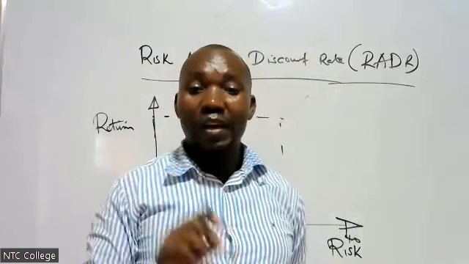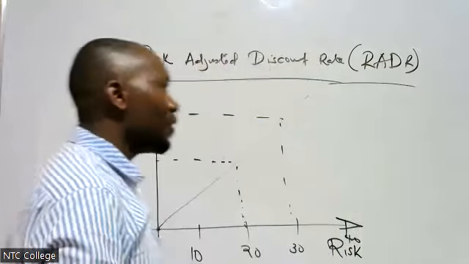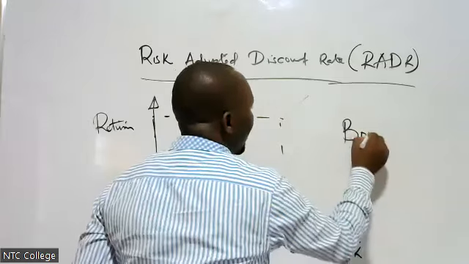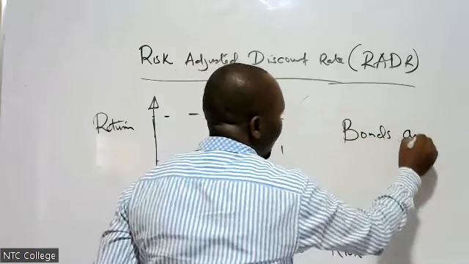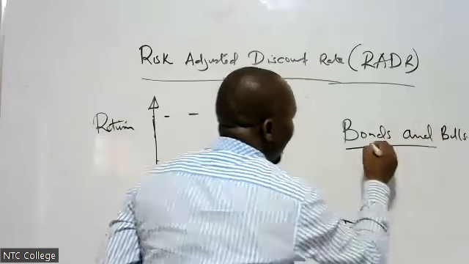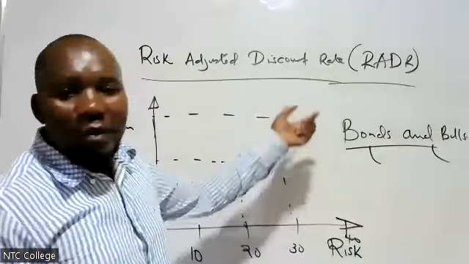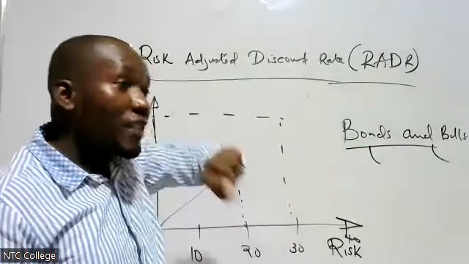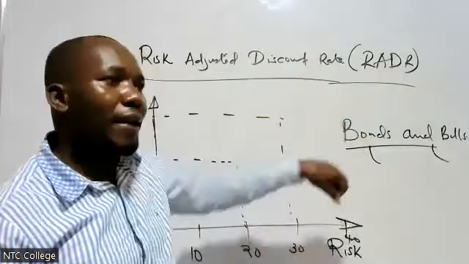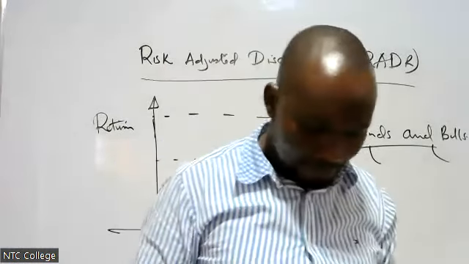There are those that are very riskless. They are risk-free. Those risk-free investments are like bonds and bills. Do we know bonds? These are for government. When government wants money, they issue certificates for bonds or bills. People buy from them and give them money, so that you become a debt holder.